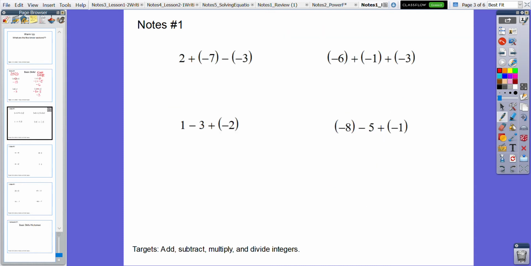What happens if we have multiple? Okay? We have multiple numbers, we're adding or subtracting. The first thing you want to do is try to eliminate as many subtractions as possible.